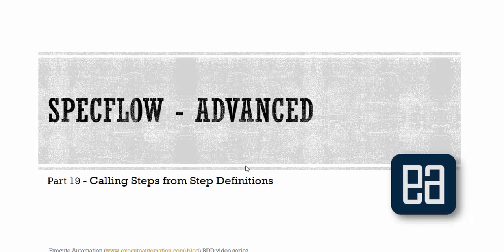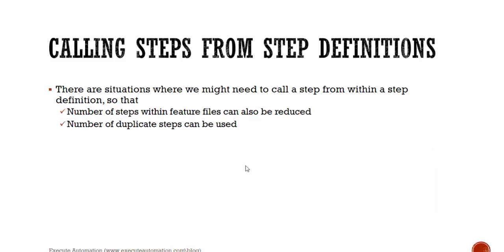And in this video, we'll be talking about calling steps from step definitions. There are some situations where we might need to call a step from within a step definition so that the number of steps within the feature files, and the number of duplicate steps, can be reduced. This way we can reduce not only the amount of code that we write in step definitions, but also the number of steps within our feature file itself. So it can be more readable and more usable by your business analyst.